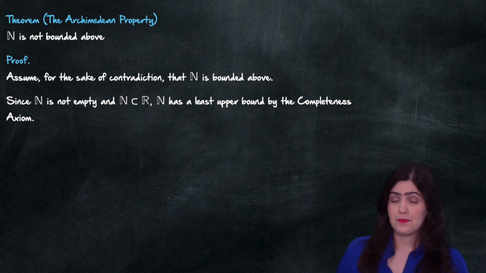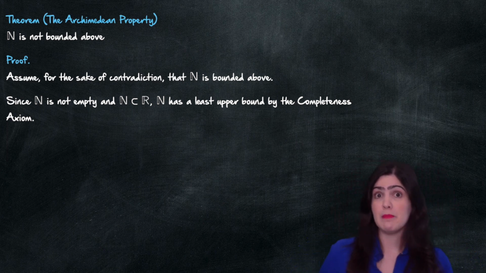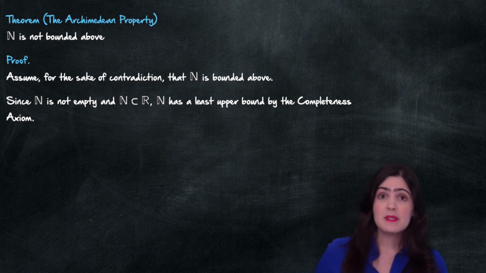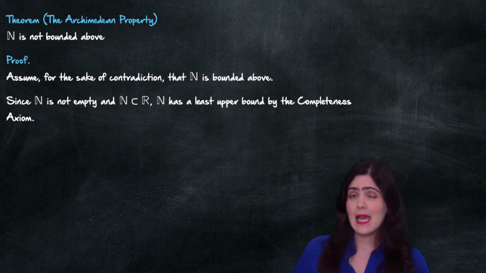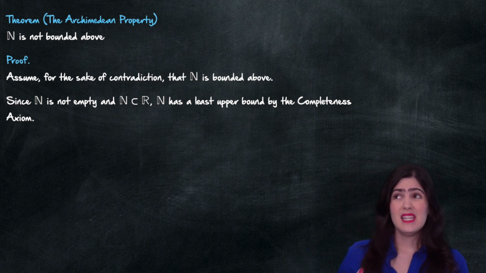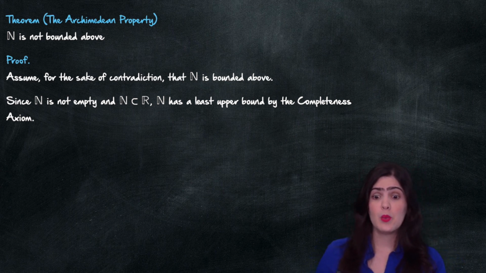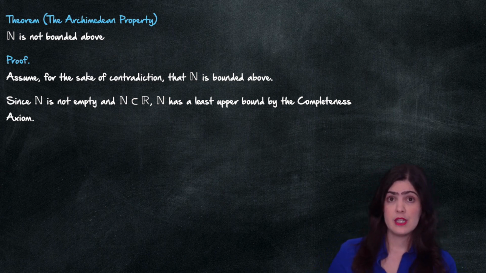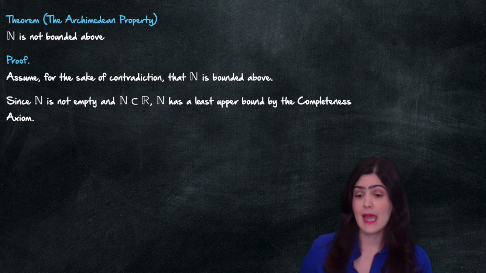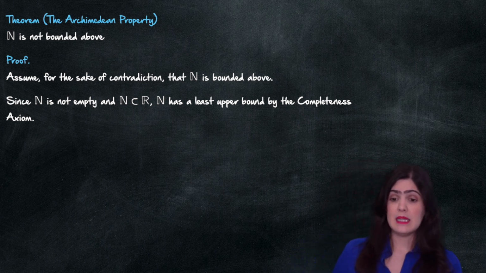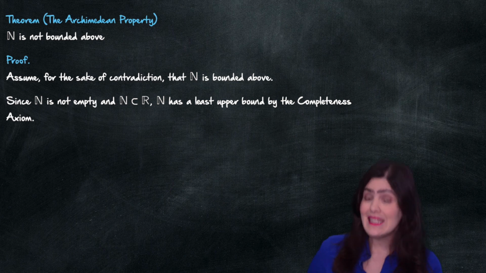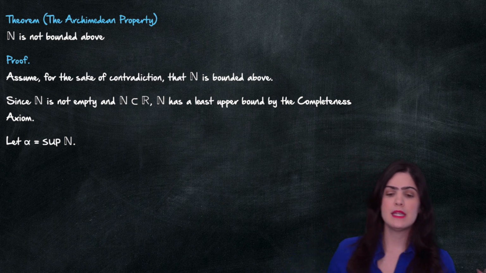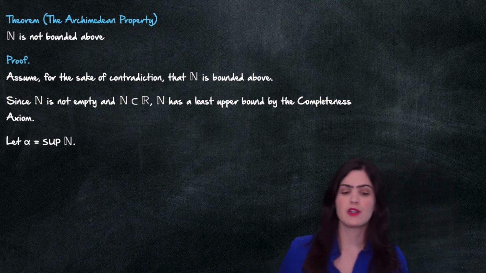Well, we know that N is not empty. We know it has 1, 2, 3, 4, 5, 6. It is not empty. N is a subset of the real numbers, and it is bounded above and not empty. Well, we said that any non-empty set that is bounded above has a least upper bound by the completeness axiom. So that means that the set of natural numbers has a least upper bound. Okay, let's give it a name. I'm calling it alpha. Alpha is the supremum of the set of the natural numbers.